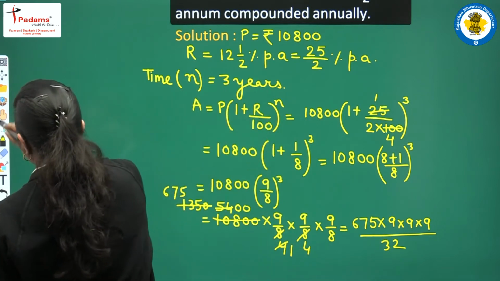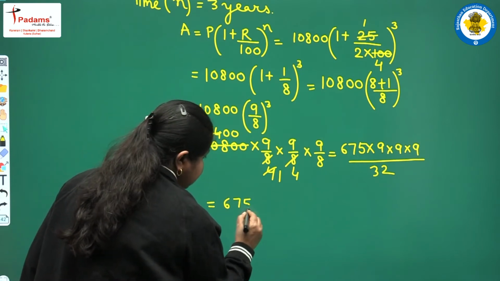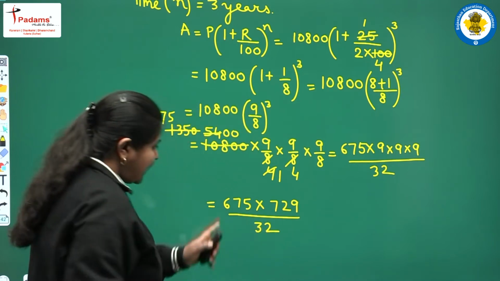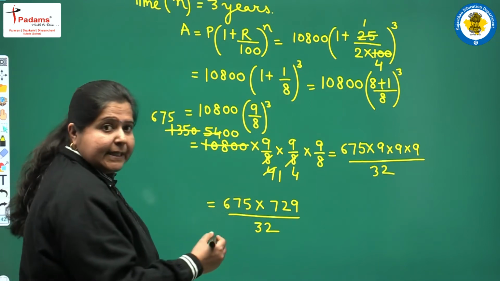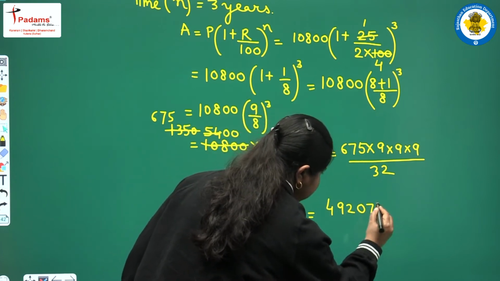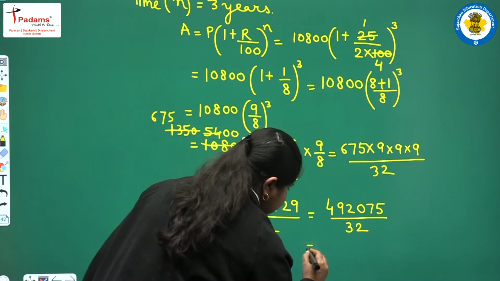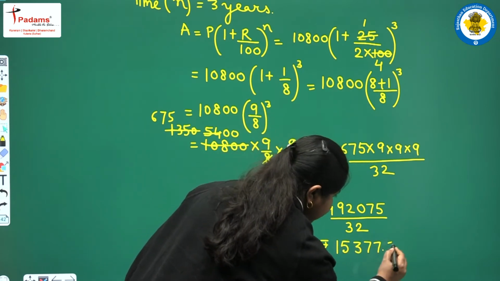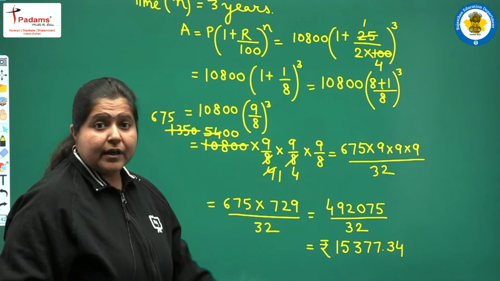Now further on solving, what do we see here? We will get 675 into 9 cube, it's 729 upon 32. So now you will multiply these two and whatever answer comes, you will divide it by 32. On multiplying you will see that we get it as 492075 upon 32. And now if you divide, you will get the answer as rupees 15,377.34. You can divide and check your answer. So this is the amount in this case.